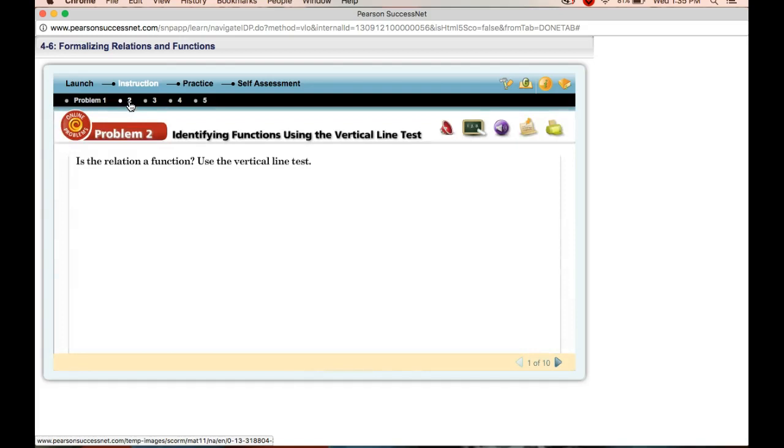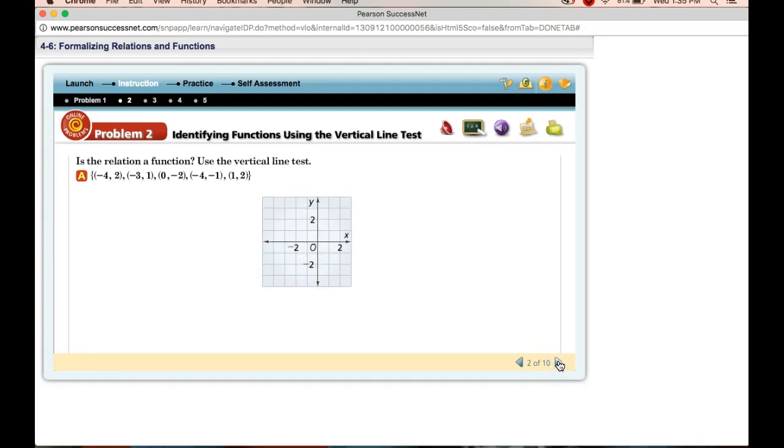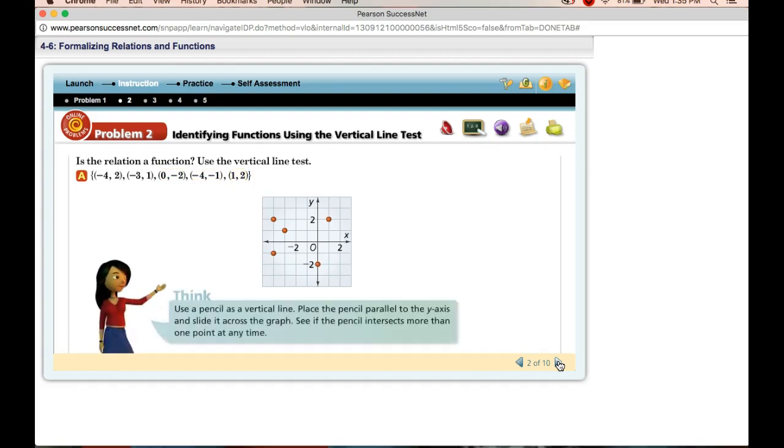In this problem, you will identify functions using the vertical line test. Part A. Is the relation a function? Use the vertical line test. First, graph each point. Use a pencil as a vertical line. Place the pencil parallel to the y-axis and slide it across the graph. See if the pencil intersects more than one point at any time.